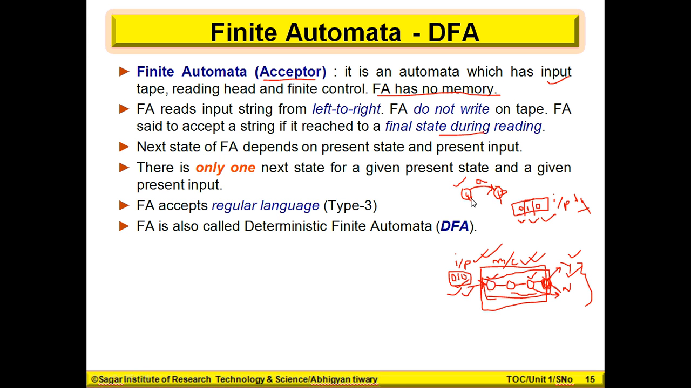It is not possible right now to give A and move to another state. So this will become not possible. Okay, so for B, if we provide B, then it can be okay. We can move to another state also. So in a state, for a single input, we have a single output state. That's all. So FA accepts regular language, type 3.